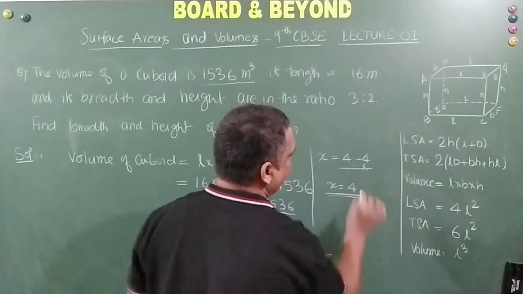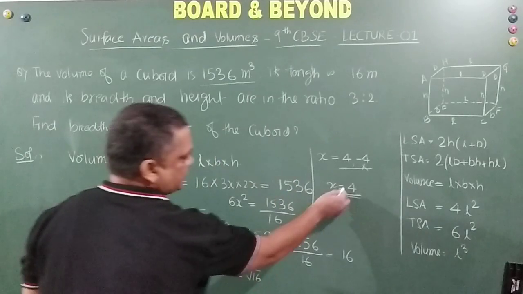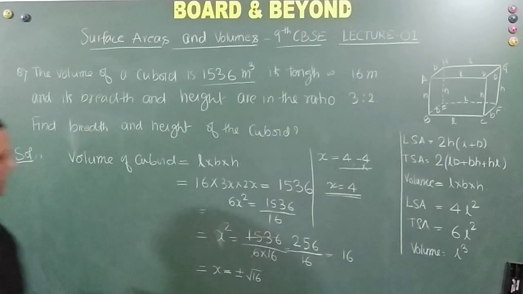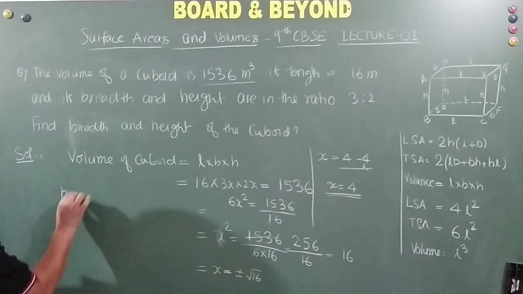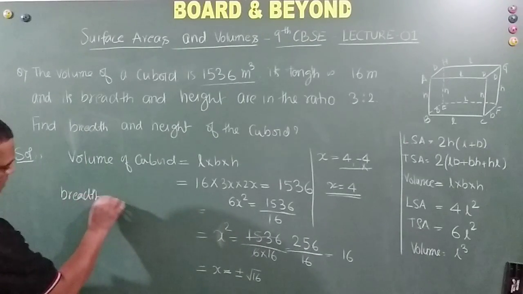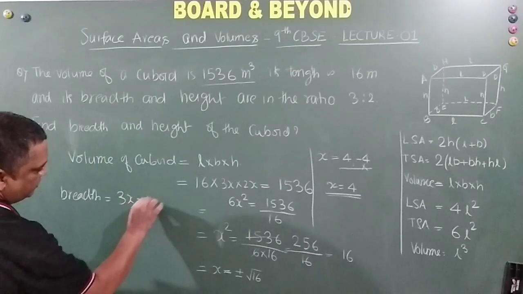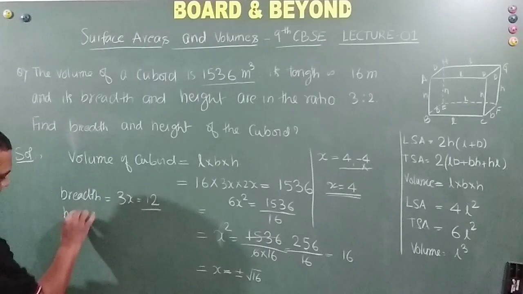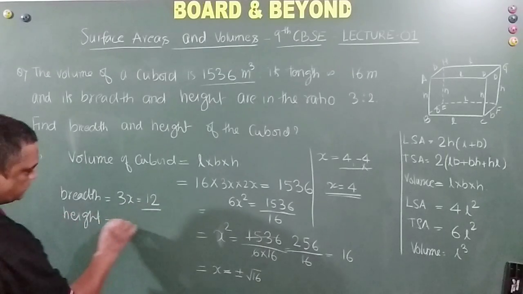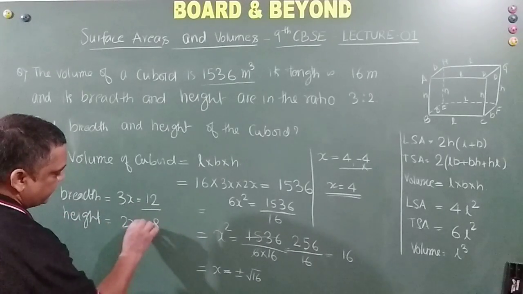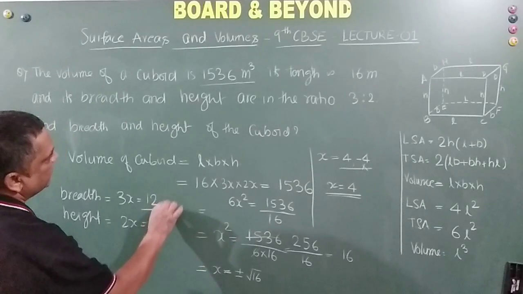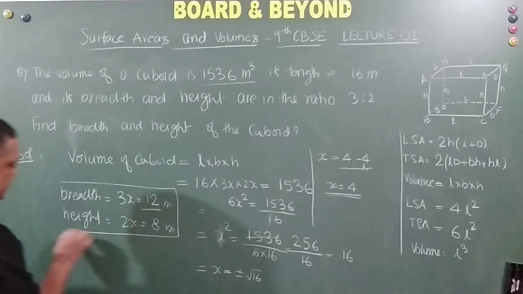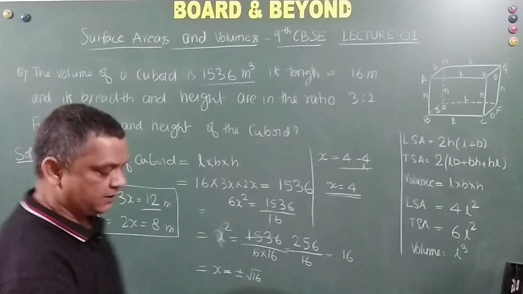Now you have got the common factor, okay? Now x is equal to 4. So what will be the breadth? Breadth will be 3x, that is equal to 3 into 4, which is equal to 12, considering x is equal to 4, right? Then height is 2x, that is equal to 8. These are in meters, all dimensions in meters, right? So your answer is breadth is equal to 12 meters and height is equal to 8 meters, right, friends?